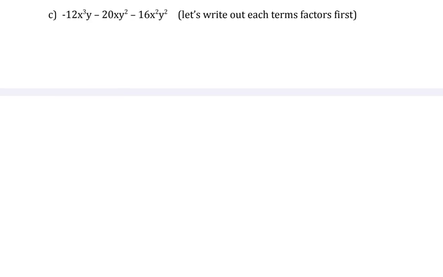So this one should be better on your page, but what I'm going to do is just leave it here and kind of go between both of those pages. So this is a bit of a tricky one. First things first, let's just write out each of the terms' factors. I'm going to take a little bit of a different approach, but I think it's still pretty decent. Okay, so I'm going to say negative 12 x squared y. If I write out all the factors, I'm going to say negative 3 times 4, but 4 is the same thing as 2 times 2, times x squared.